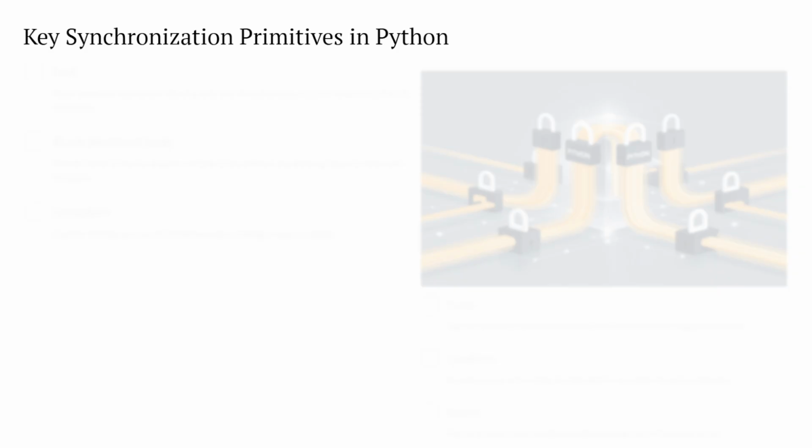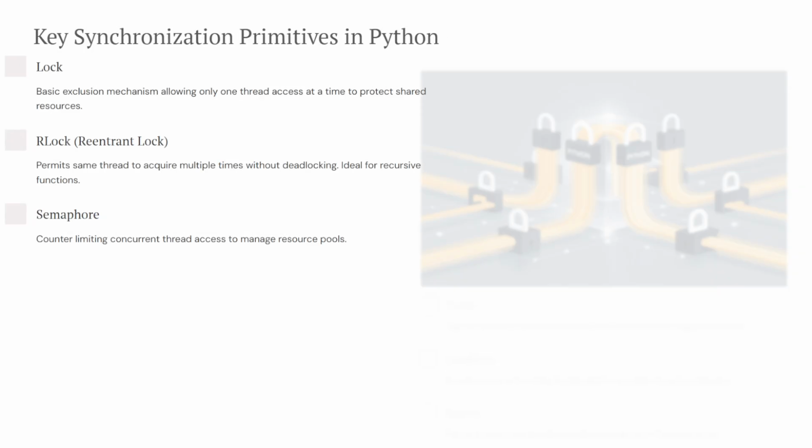So what are the key synchronization primitives in Python? We have the Lock, RLock, and Semaphore. The Lock is a basic exclusion mechanism allowing only one thread access at a time to protect shared resources.